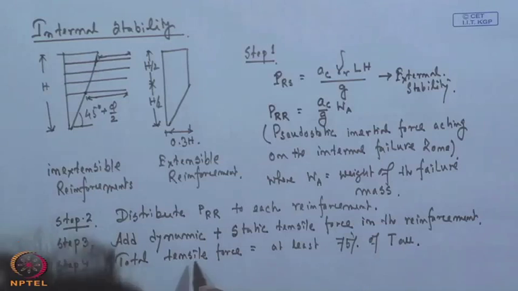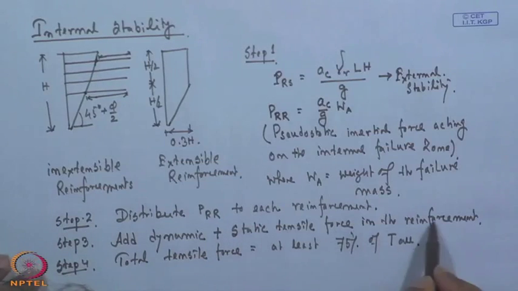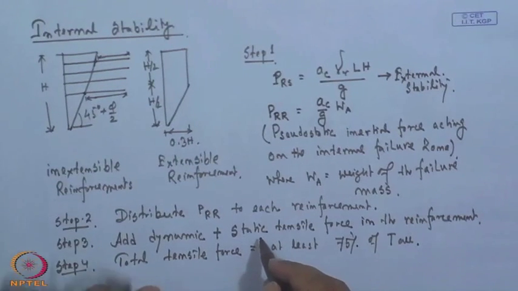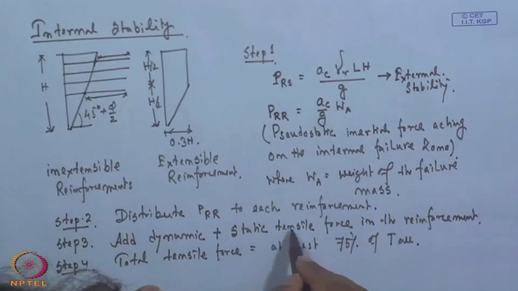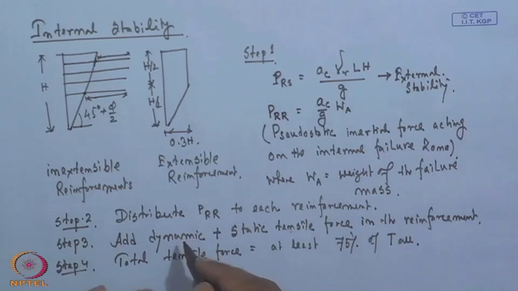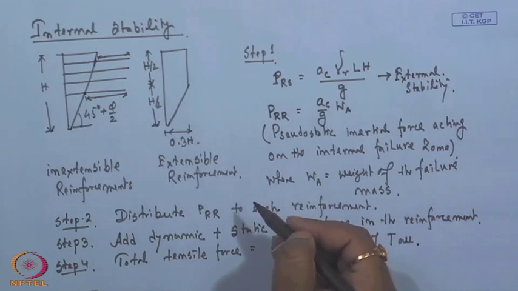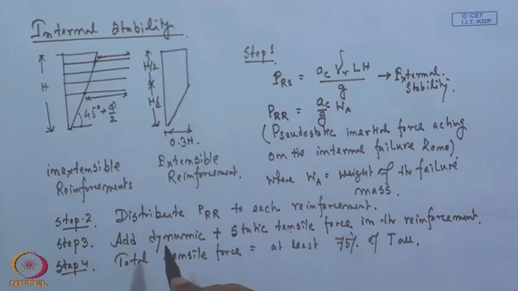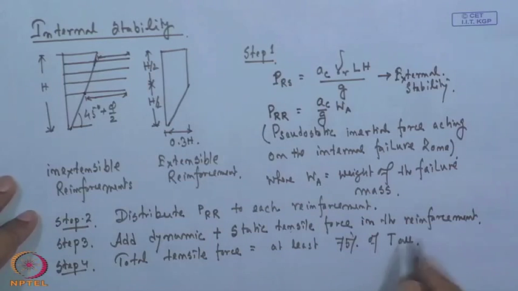So, that means when we consider the static condition, then we redesign our internal. Initially we consider that this is our static tensile force, and now due to this dynamic force, an additional force will act within the reinforcement. So, this additional dynamic force also we have to incorporate within the allowable tensile strength of the reinforcement. So, we have to design the spacing and the length of the reinforcement so that it can account for this additional tensile force.